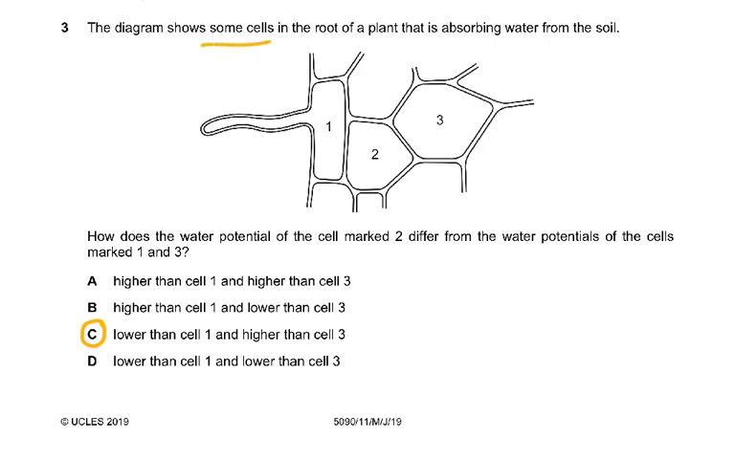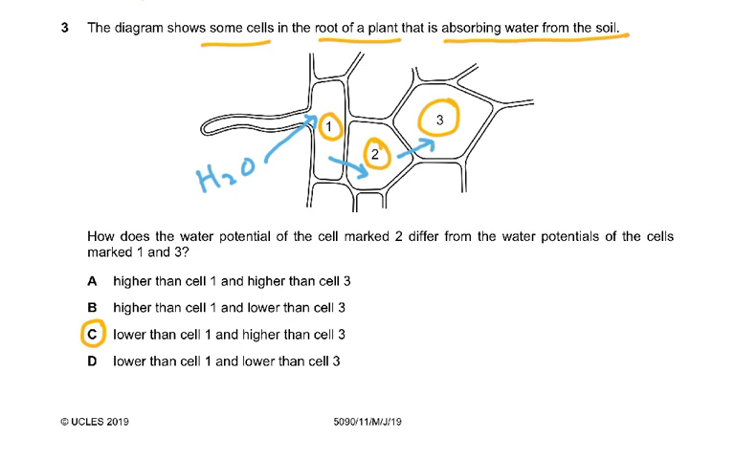The diagram shows some cells in the root of a plant that is absorbing water from the soil. How does the water potential of the cell marked 2 differ from the water potential of the cells marked 1 and 3? So you have to understand that the water must have been in the soil, so it must have entered cell 1 through the root hair cell, and that will increase the water potential of cell 1. But then why would it move into cell 2? Because cell 2 had a lower water potential. But then why would it move from cell 2 to cell 3? Because 2 had a higher water potential than 3.